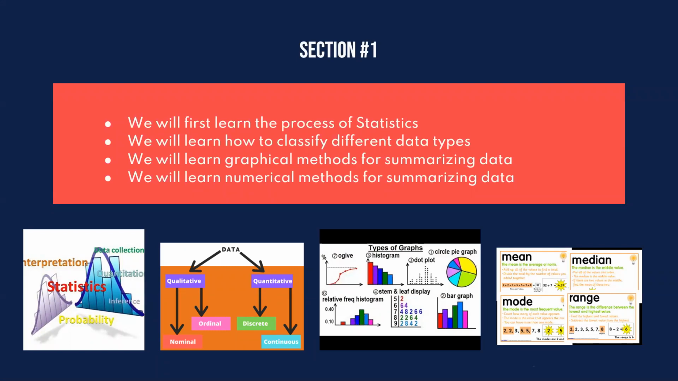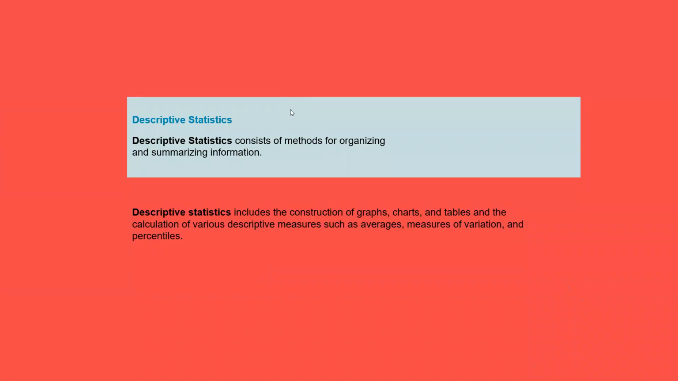So again, just to be honest with you, it's a little dry. We'll use our calculator where we can. But this section 1 is what's called descriptive statistics. And descriptive statistics are just methods for organizing and summarizing data. It's the real basic stuff.